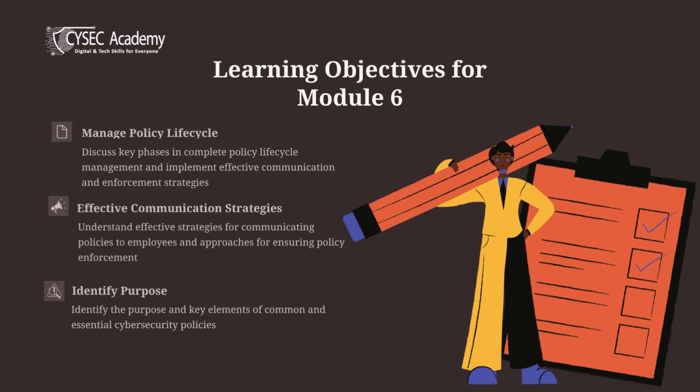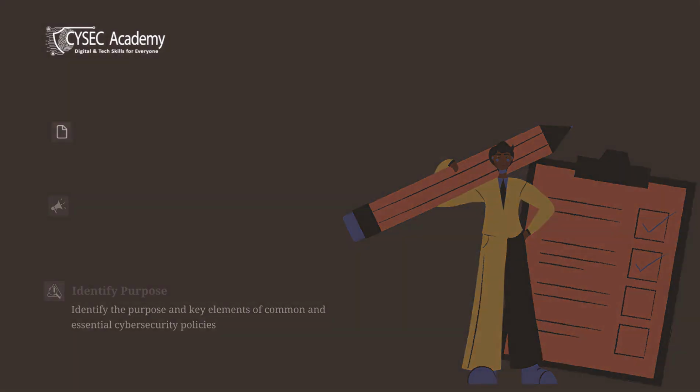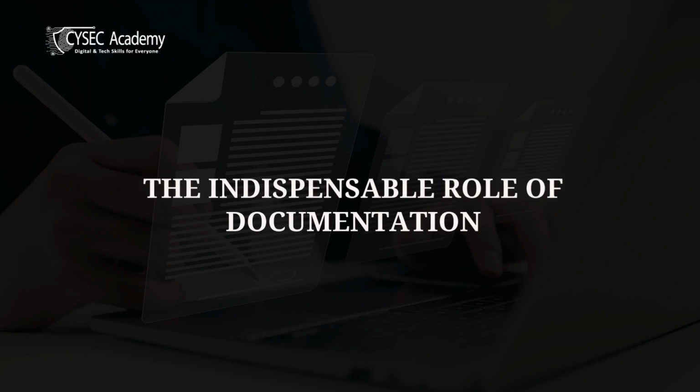Identify the purpose and key elements of common and essential cybersecurity policies, e.g., AUP, access control, incident response. The indispensable role of documentation, why written policies matter. In some organizational cultures, there might be a reliance on informal rules or the way things have always been done. While culture is important, relying solely on unwritten expectations for cybersecurity is fraught with peril.